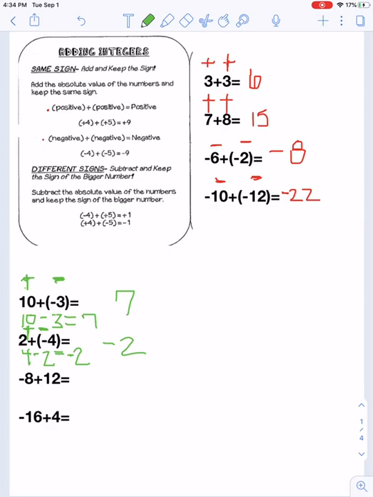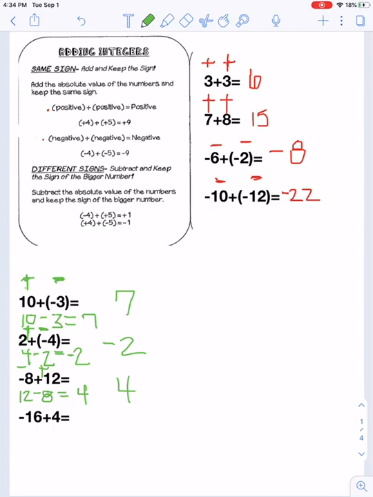Negative 8 plus 12. Well, once again, I have a negative, and I have a positive number. Those are different signs. So the first thing I do is subtract. I subtract big number minus smaller number. 12 minus 8, which is 4. As we can see, 12 is our larger number. Therefore, I look back at the original problem. 12 is a positive number. So my answer is going to be a positive 4.